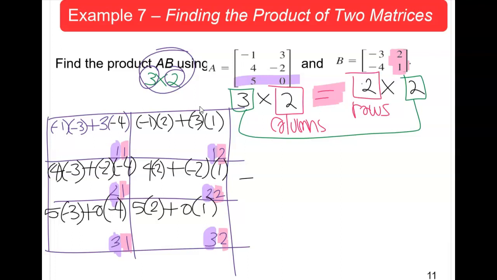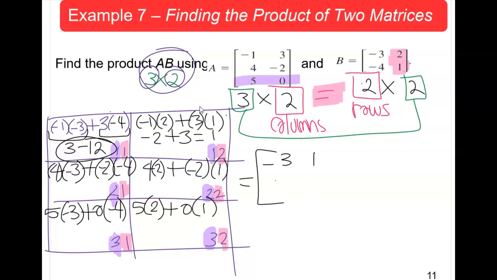So we have here that -1 times -3 is +3. 3 times -4 is -12. If we combine that, 3 minus 12 gives me -3. Then we move on to the next cell. First row, second column. So -1 times 2 is -2. 3 times 1 is 3. Negative 2 plus 3 is 1.